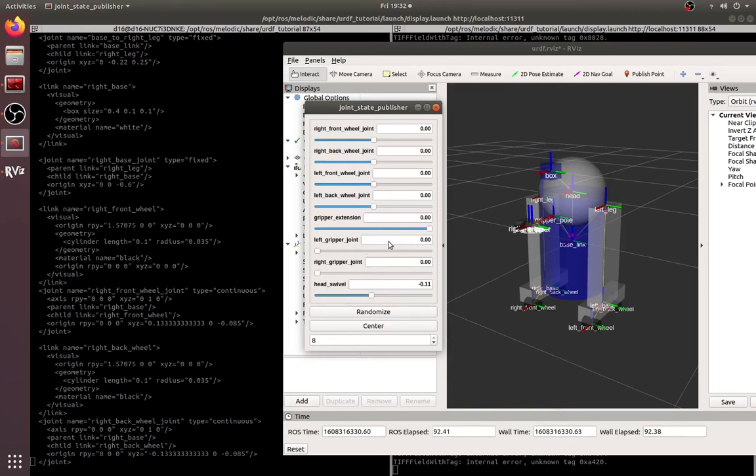Second is the revolute joint, which is represented by the gripper. It's sort of like the continuous joint, but has limits. The third is the prismatic joint, which is represented by the gripper arm. It can translate in one dimension along a single axis.